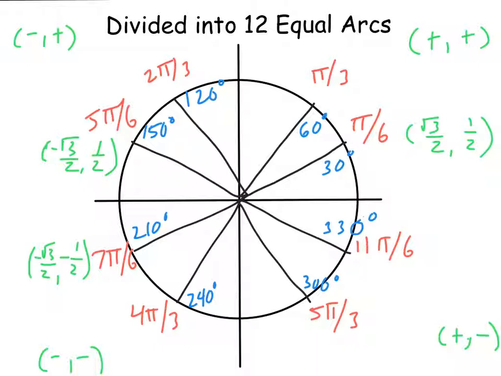Notice how the ones that I'm filling in are all based on pi over 6. Those are all the ones that are following the same cosine and sine value, just the sign is changing. X coordinate's positive, and the y coordinate's negative. Square root 3 over 2 and negative 1/2.